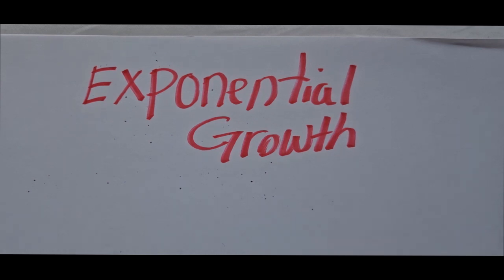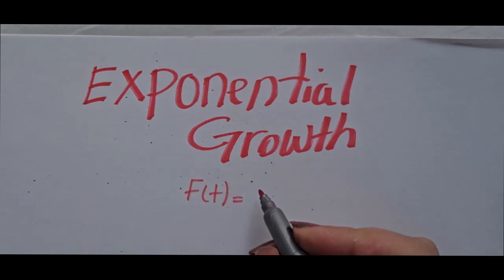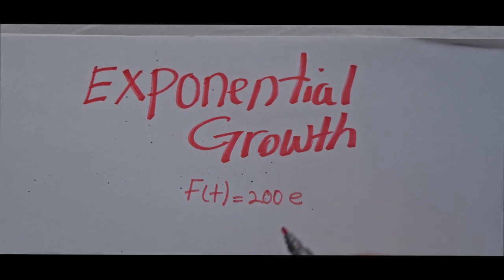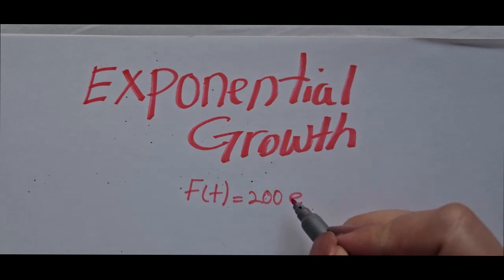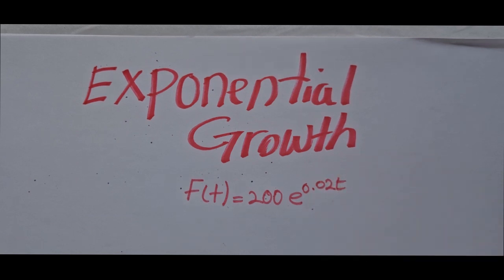Another important type of question that you will definitely encounter in a final exam would be about exponential growth or decay. So they usually give you a kind of exponential equation. Let's say f of t is equal to 200 e to the power 0.02t. And then they tell you that, let's say this is an example, this is the equation of the population of a specific kind of bacteria, and the population grows according to this formula.